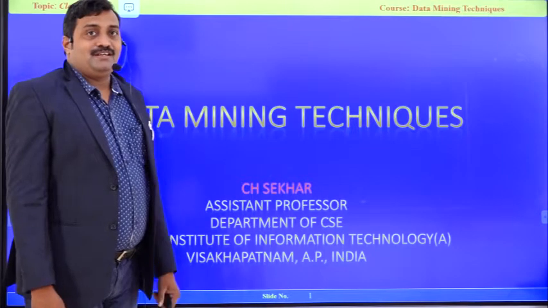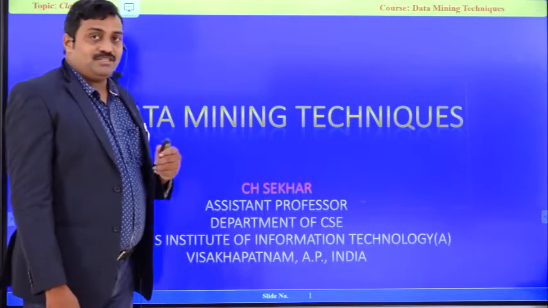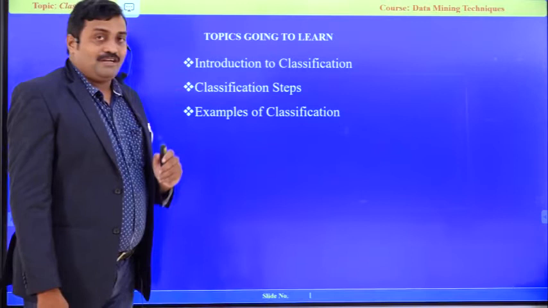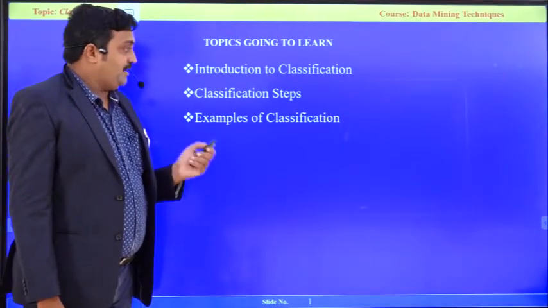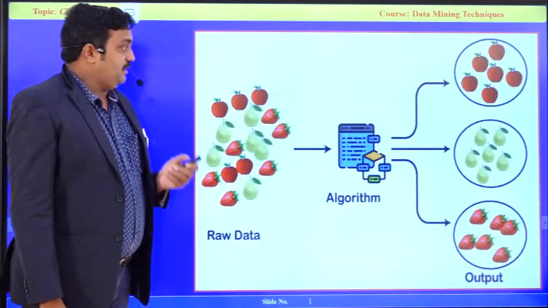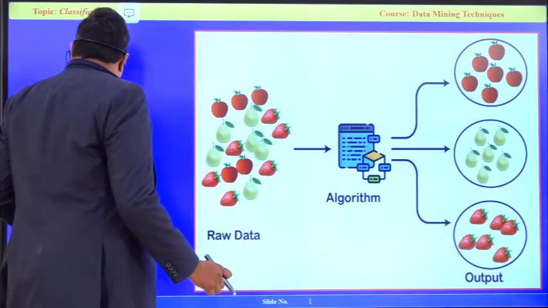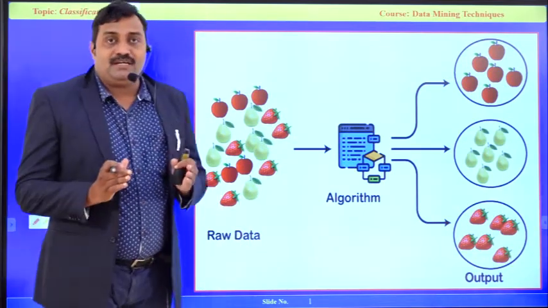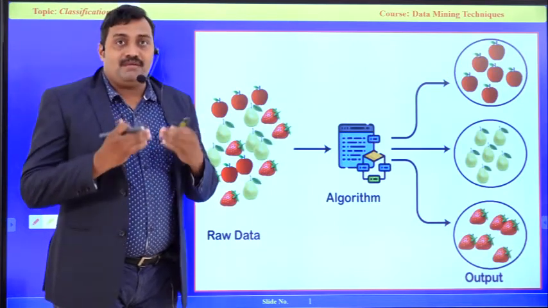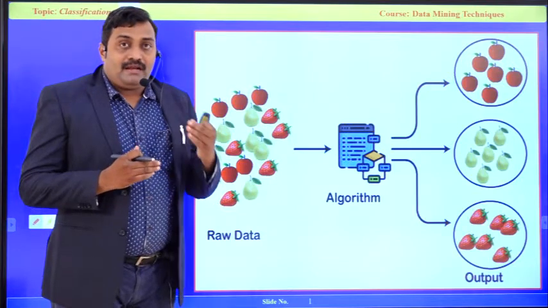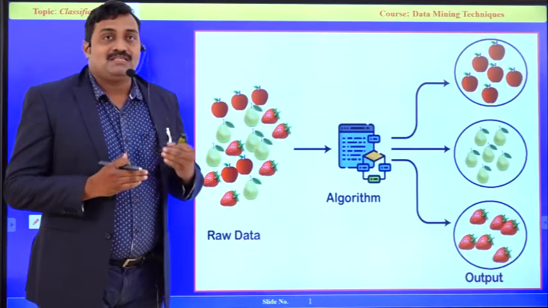Good morning, students. As a part of data mining techniques, I am going to discuss today a very important concept about classification, various steps in the classification, and examples of classification. The basic thing, very simple, is this: classification is simply classifying the various available objects, and the available objects must have some labels, in the sense some names.